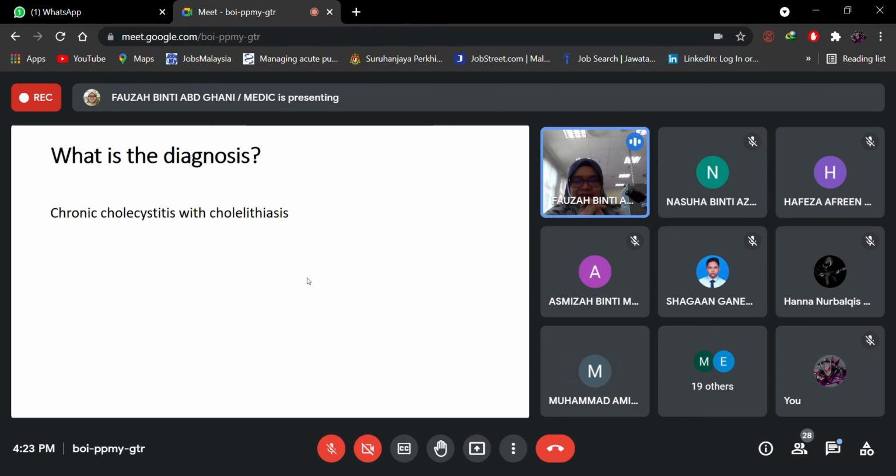Not only female, have you heard of the 4Fs? What are the 4Fs? One is female, what else? Forty, in the 40s. Fat, okay. So obese, overweight, fat. And the last one is fertile. Okay, so female, 40s, fertile, fat. Those are the 4 Fs which predispose one to getting gallstones.